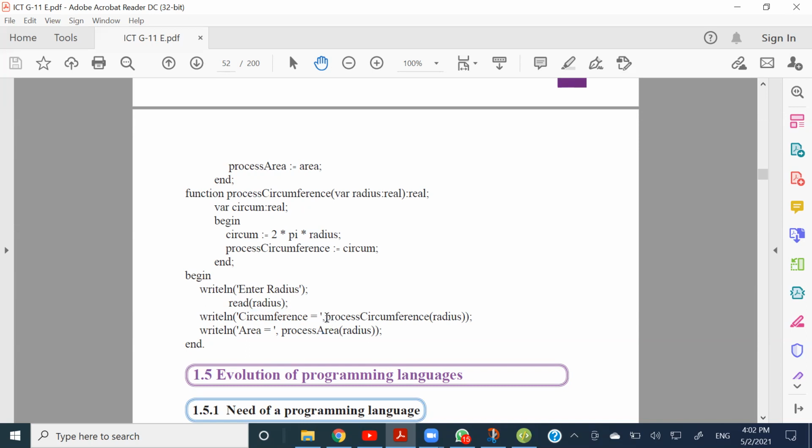what is this? What is this statement? Yeah, Onetra, it's the calling statement of the function process circumference. Calling statement. So it is very important to remember that this is the calling statement, right?